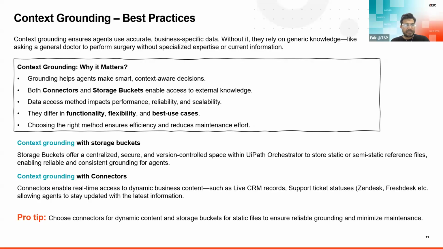And here we have some context grounding. Why does it matter? Here you can see the points. Grounding helps the agent make smart, context-aware decisions, right? Both connector and storage bucket options are there. You can choose depending upon your requirement. Data access method impacts performance, reliability, and scalability. They differ in functionality, flexibility, and best use cases. Choosing the right method ensures efficiency and reduced maintenance effort.